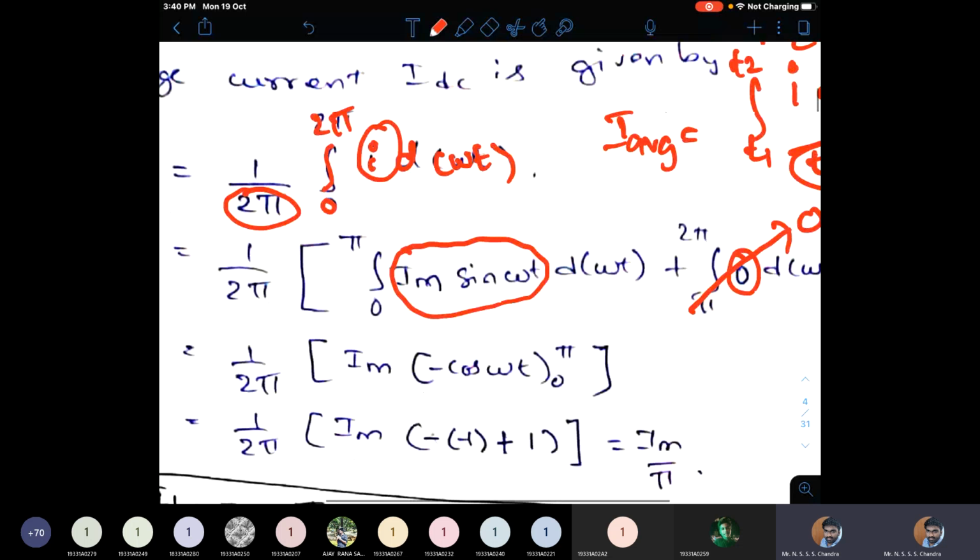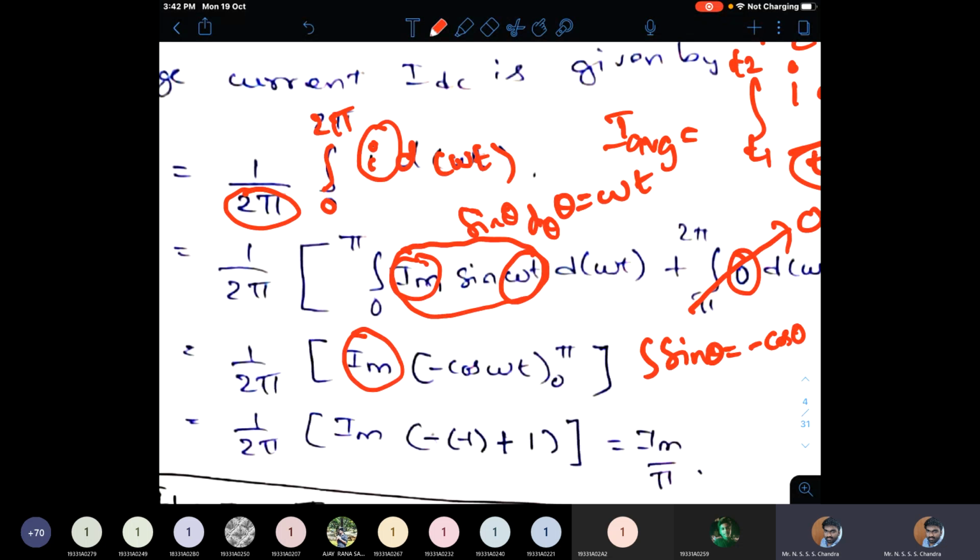Now we are left with only one term, Im sin omega t. As you know, the integral of sin theta is minus cos theta. Here we take theta equal to omega t, so this turns into sin theta d theta. Im is a constant value, the peak value, so you can take it outside the integration. Now the integral of sin theta is minus cos theta, and the integral limits are 0 to pi.